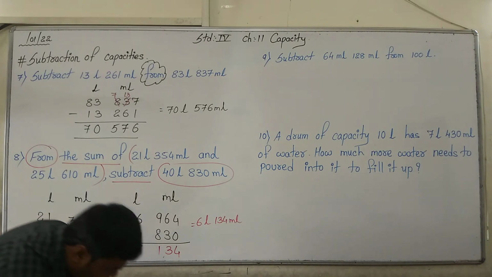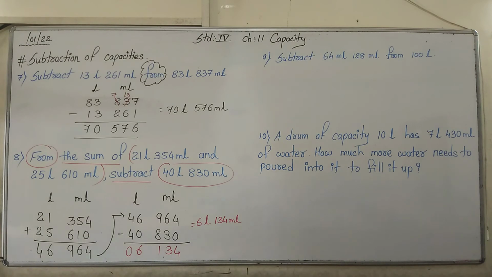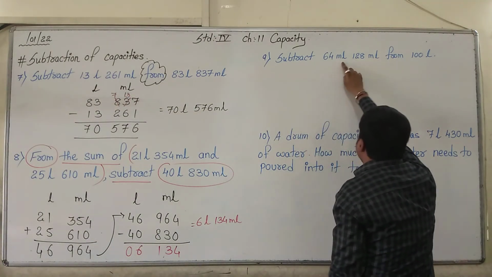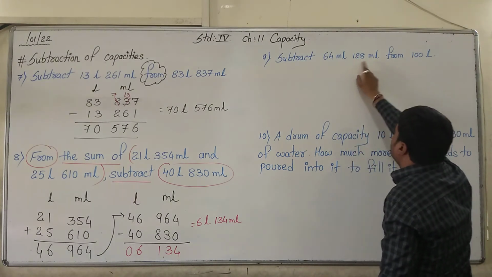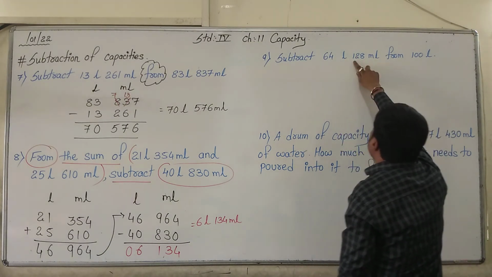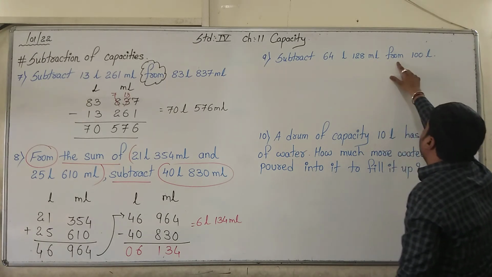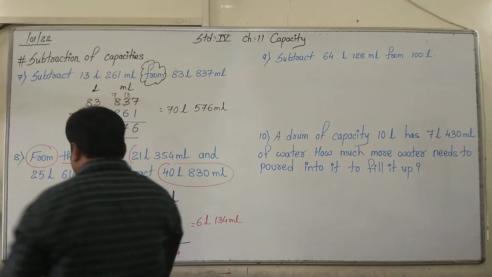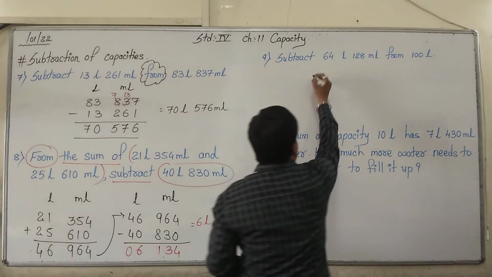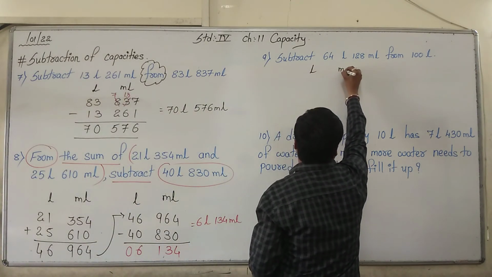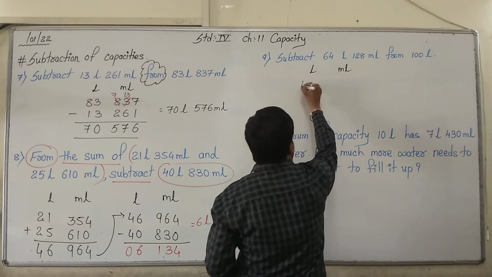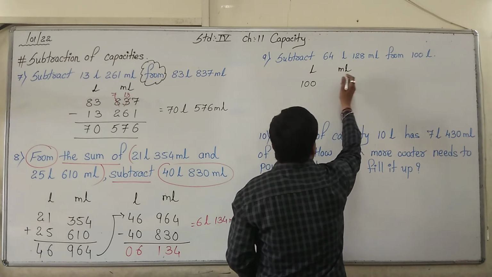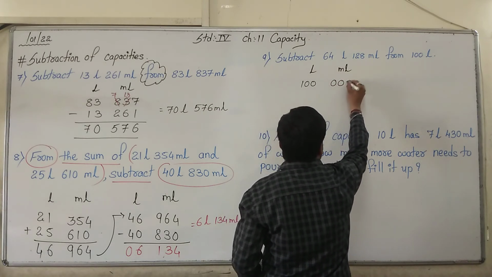Are you getting me? Next, subtract 64 liter 128 milliliter from 100 liters. How much to subtract from 100 liters? So here liter and milliliter. So 100 liter, is there any milliliter? No. So we have to place 0.